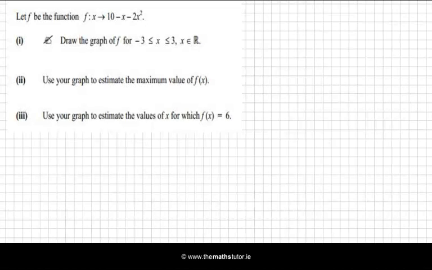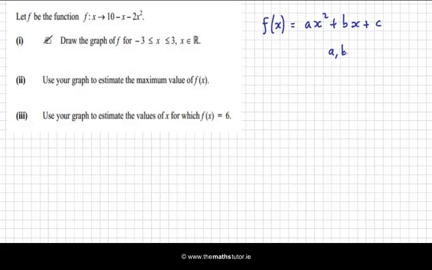Hello again. In this video I'm going to show you how to plot quadratic functions. Sometimes quadratic functions look like a smile and sometimes they look like a frown. How do we know which is going to be which? Well, all quadratic functions are of this format. f of x is equal to ax squared plus bx plus c, where a, b and c are constants.